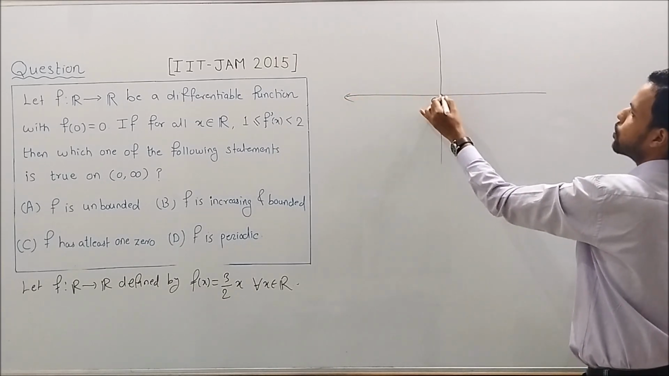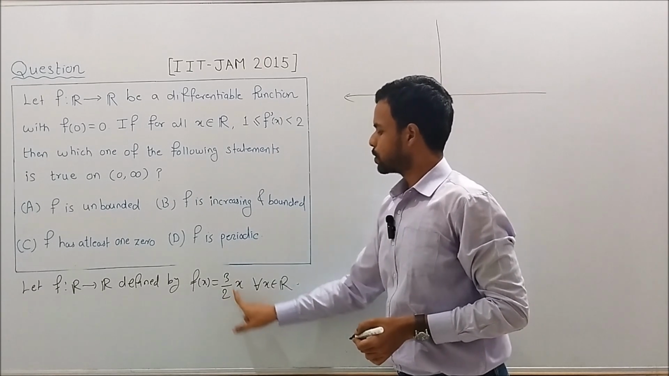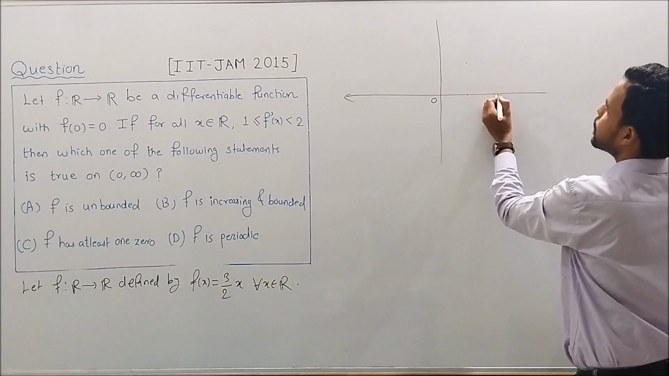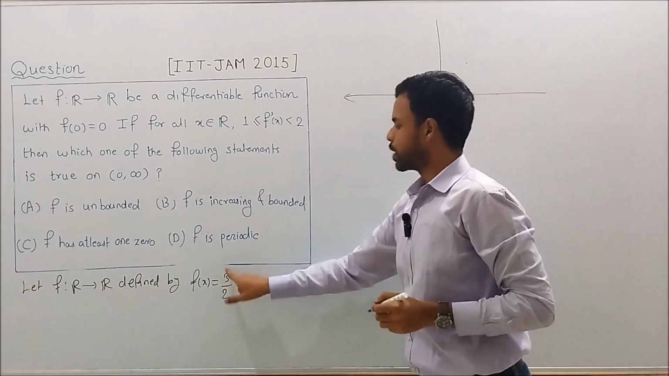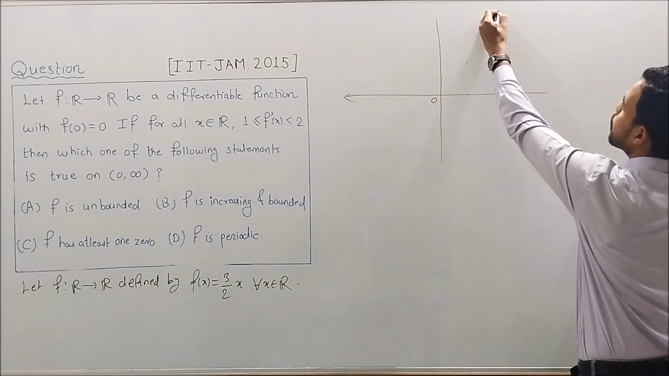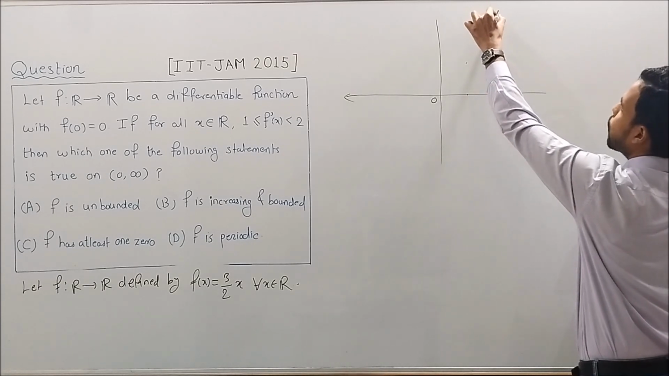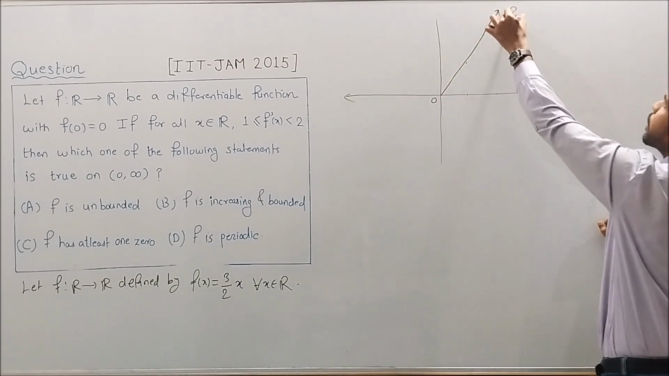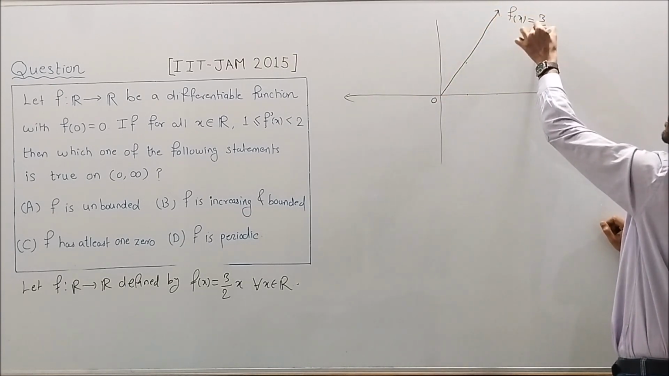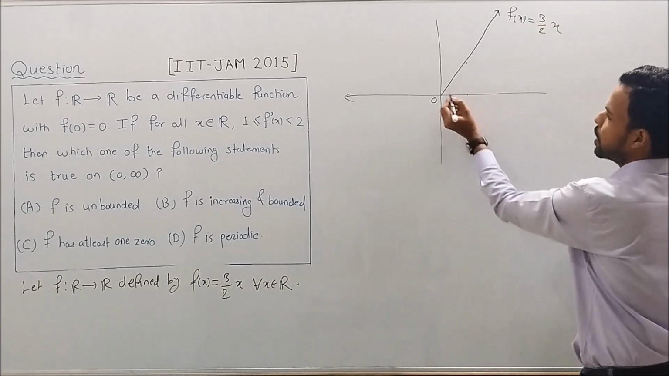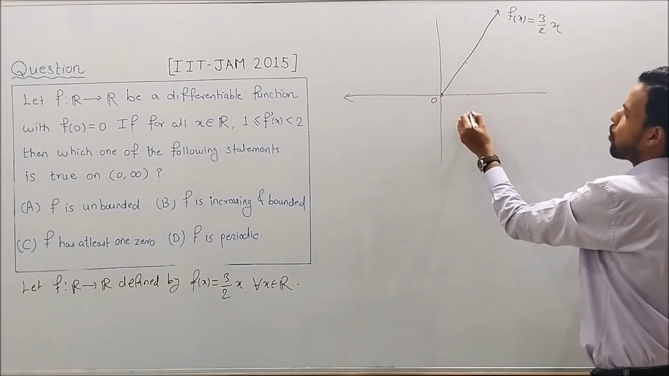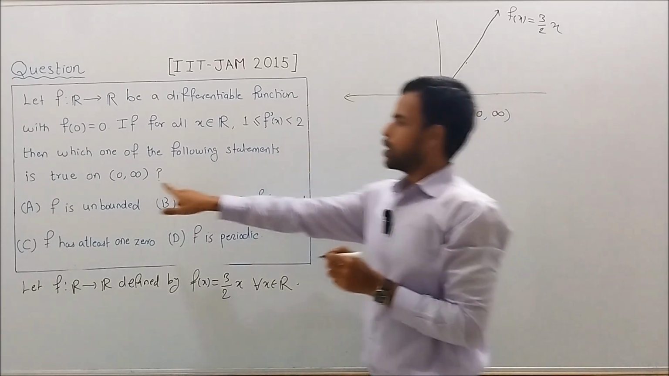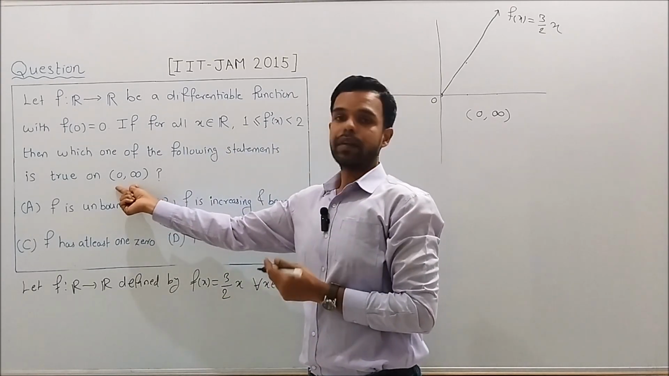At x equals 0, it takes value 0. At x equals 1, it takes value 3 by 2, something here. At x equals 2, it takes value 3, something here. So the graph of function f of x will look like this. That is f of x equals 3 by 2 x. Here there is a hole because I have drawn the graph of f of x for the open interval 0, infinity.